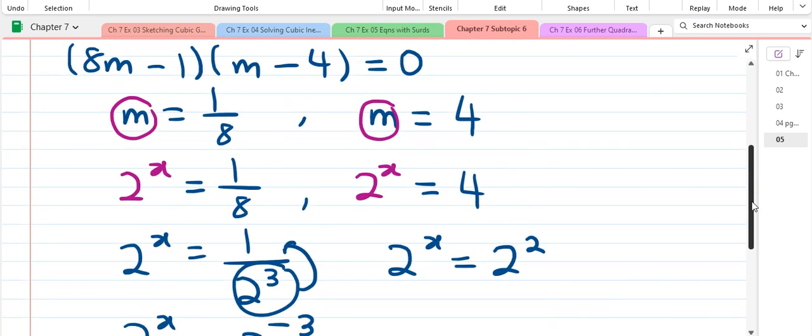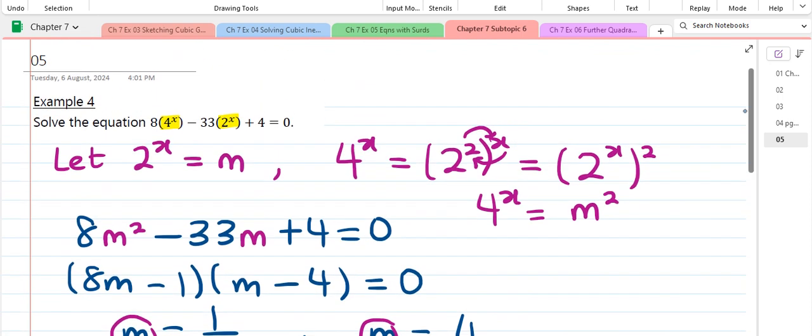So there we have it. This is the last example for this topic, solving a more complex quadratic equation. So with that, that's all for this video.